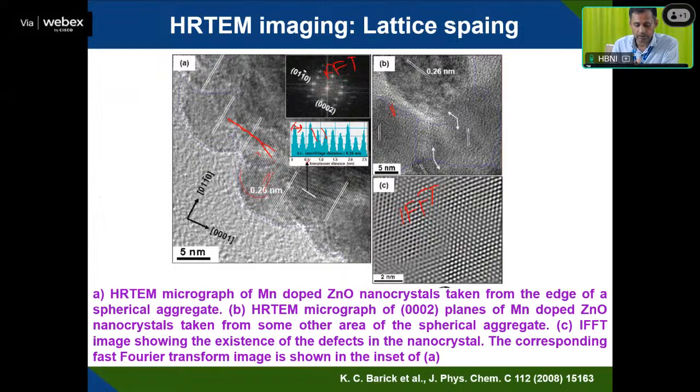That interplanar distance will be matched to the particular plane which is oriented to the electron beam. In addition, you can also create an FFT, a Fourier transform, and get this type of spot pattern from a particular crystal.